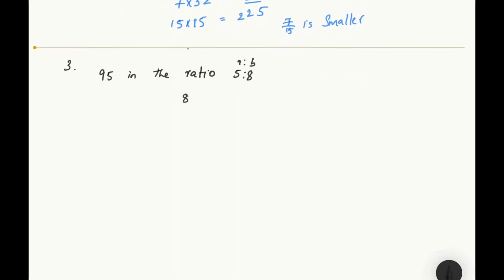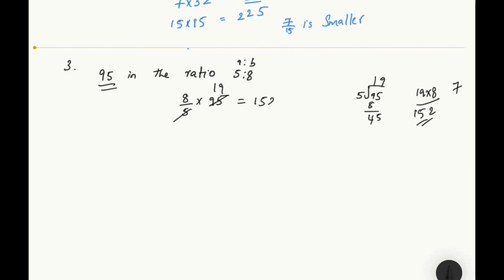B by A means 8 by 5 into the given quantity. The given quantity here is 95. So the new quantity will be 8 by 5 into 95. You can divide 95 by 5: 5 ones are 5, 5 nines are 45, so we get 19. Then 19 into 8: 9 eights are 72, 7 balance, 8 ones are 8, 8 plus 7 is 15, so 152. So we get the new quantity as 152.